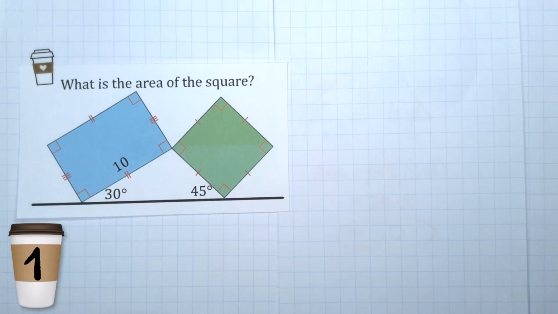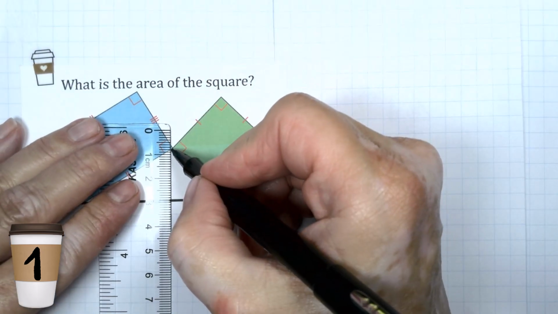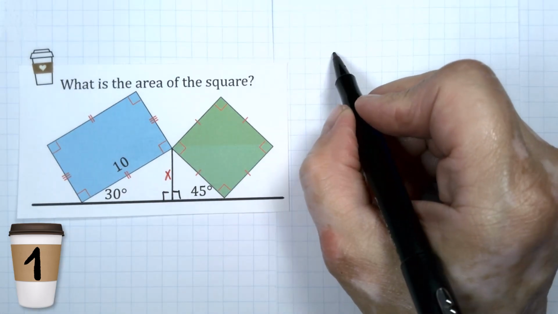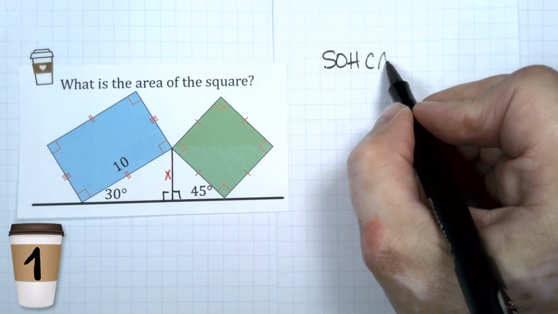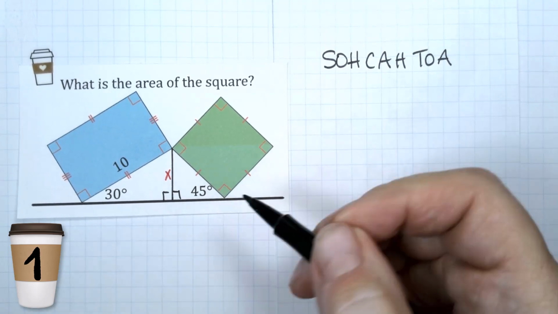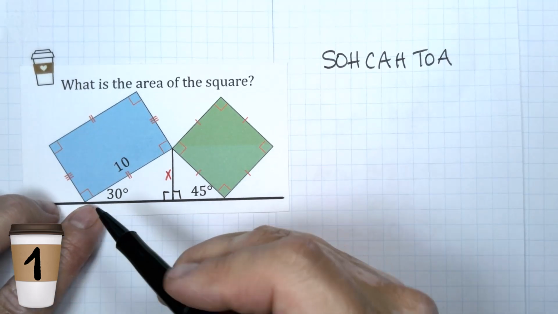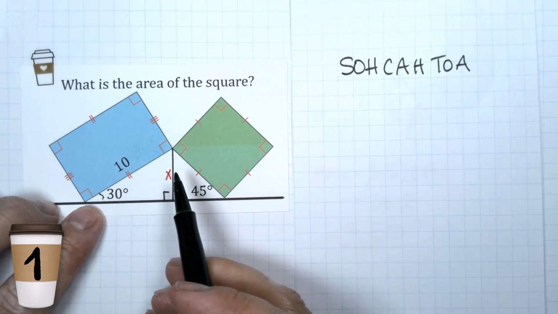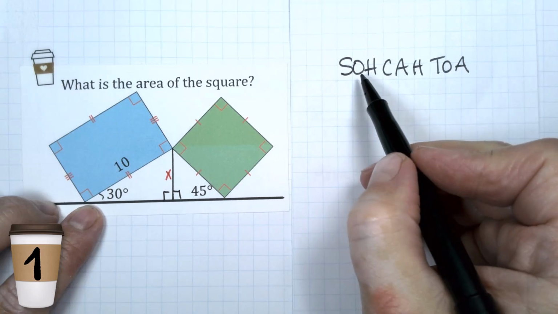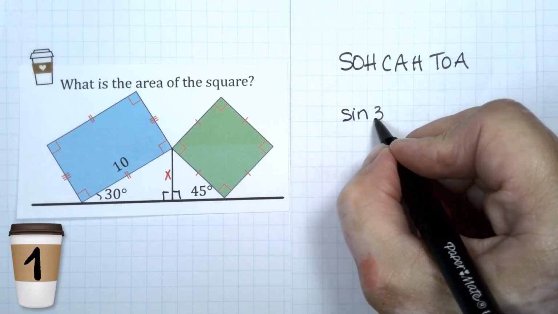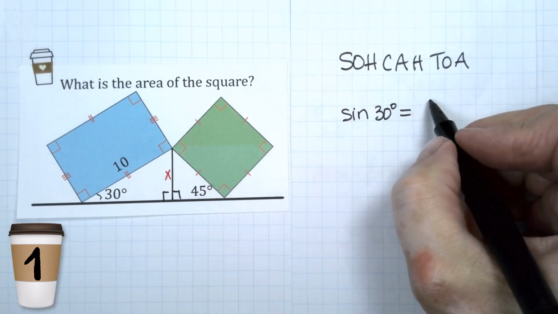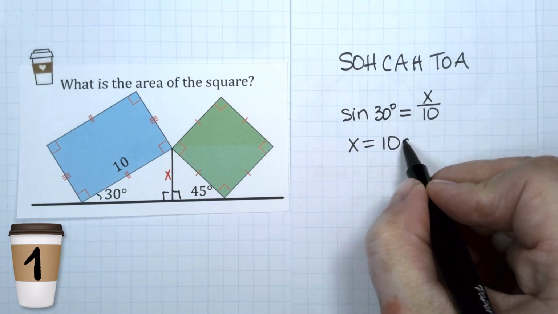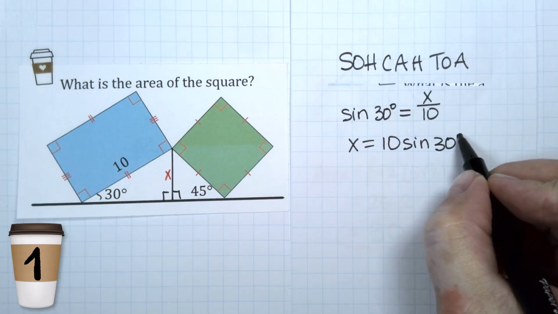Well, I'm still going to start the same way, because the second most obvious thing coming to mind is to use trigonometry. I'm going to use my right triangle trigonometry, so SOH CAH TOA. If you are starting here from the 30-degree angle, this x is your opposite side, and the 10 is your hypotenuse. So that would be sine. Sine 30 degrees equals opposite over hypotenuse, x over 10. That means x equals 10 times the sine of 30 degrees.